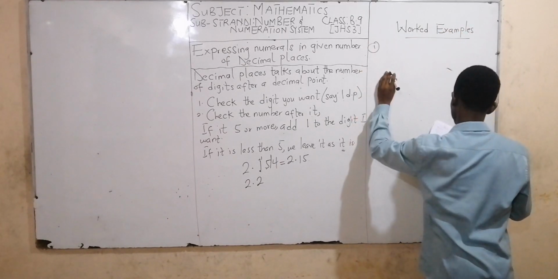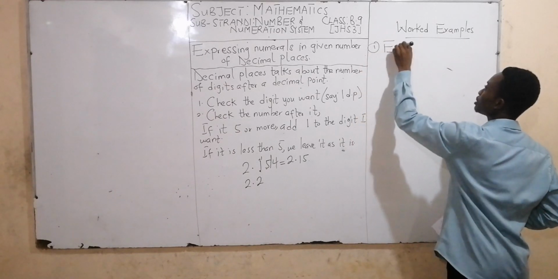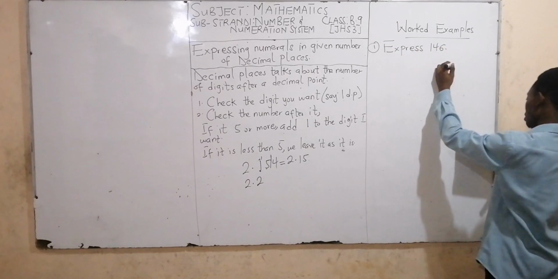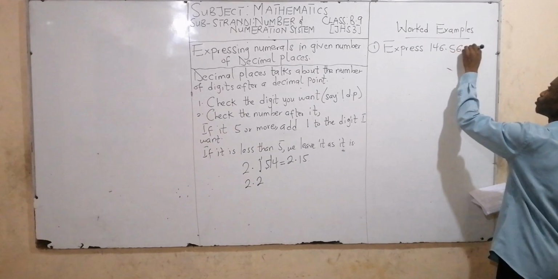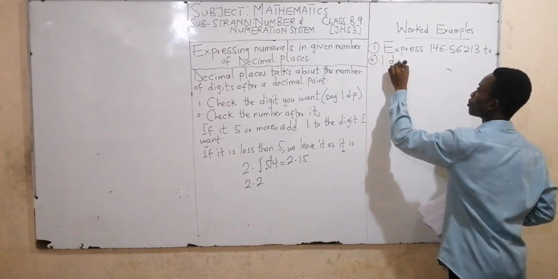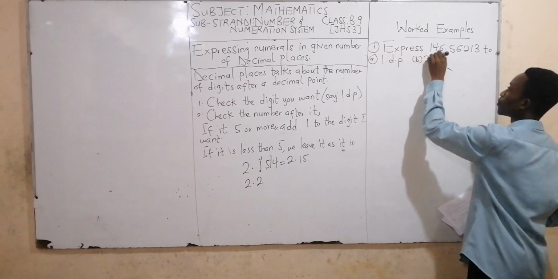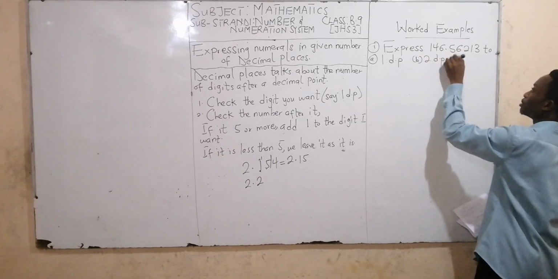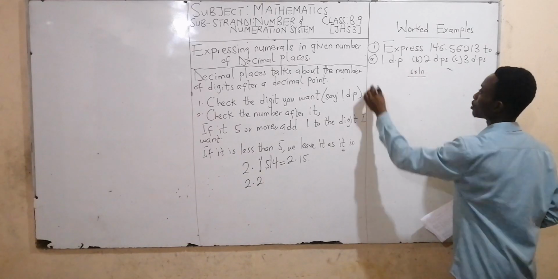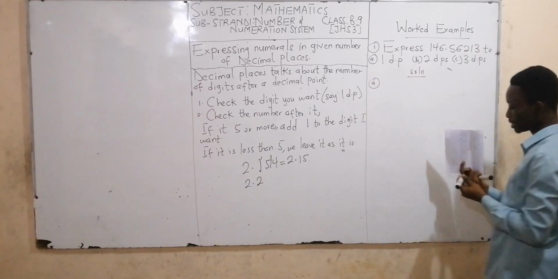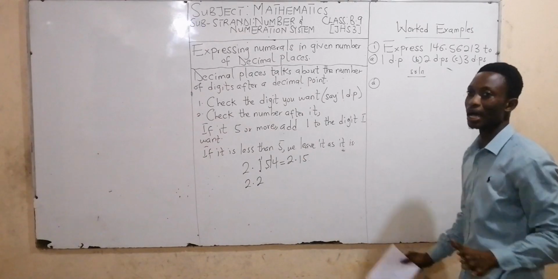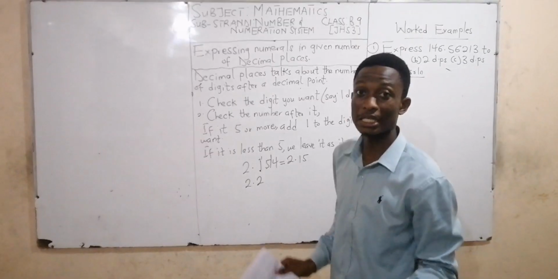Okay, so number 1, we express 146.56213 A, to 1 decimal place, B, to 2 decimal places, and C, to 3 decimal places. Okay, so we have to express 146.56213.